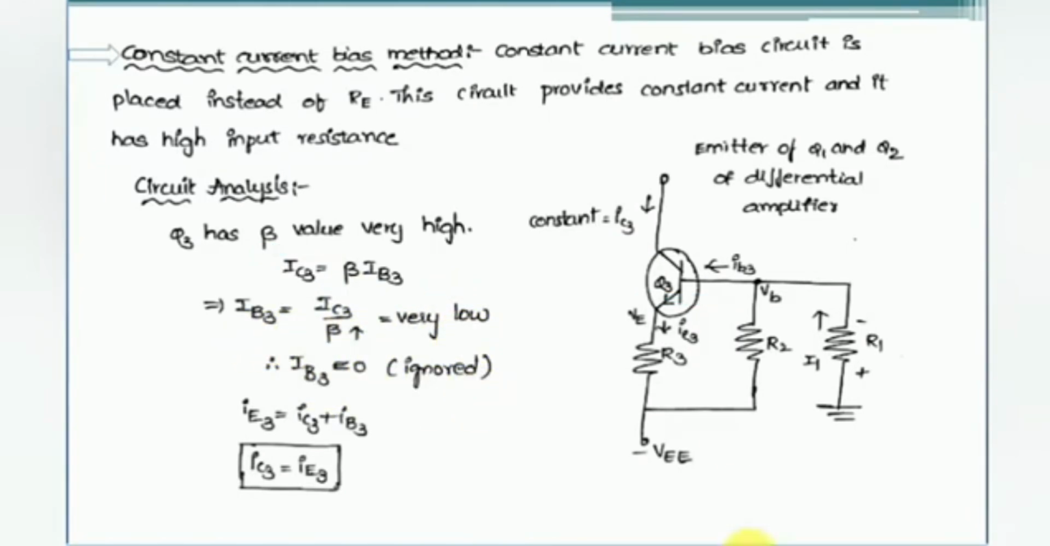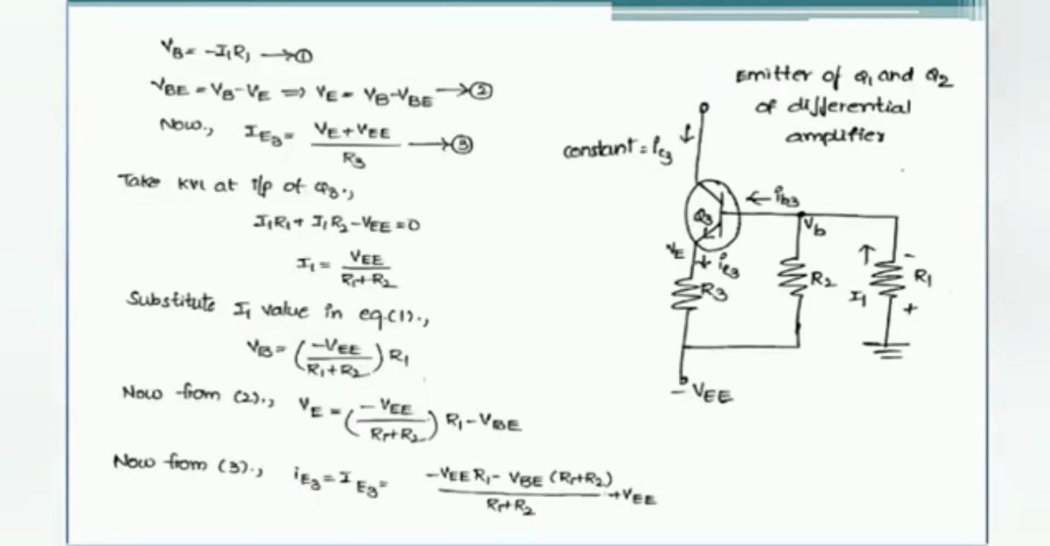From the circuit equation of the transistor network, we know that the emitter current is the summation of the collector current and the base current. Since IB3 is ignored, we can say that IC3 and IE3 are always equal. Now we have to find the IE3 value. We know what IC3 is: it is the collector current of transistors Q1 and Q2. Now we have to find the value of IE3.